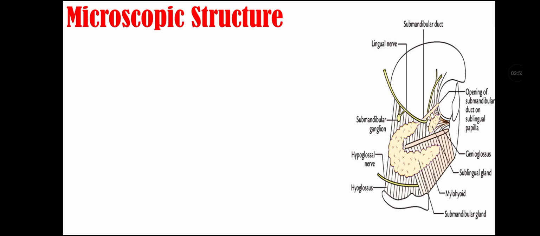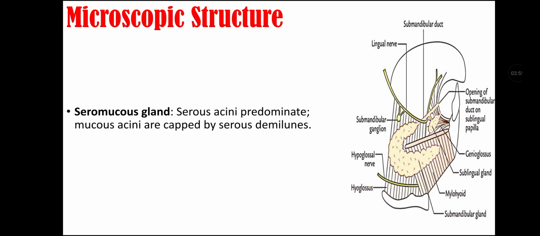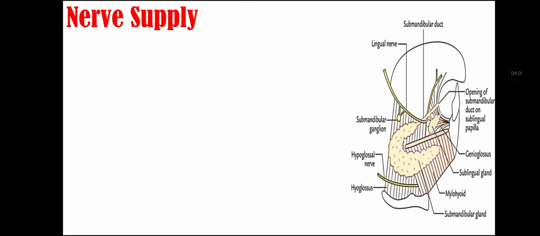Microscopic structure of the submandibular gland. It is a mixed seromucous gland that includes serous acini, which predominate in this gland, and it also has mucous acini that are capped by serous demilunes. And this gland produces thick, enzyme-rich saliva.